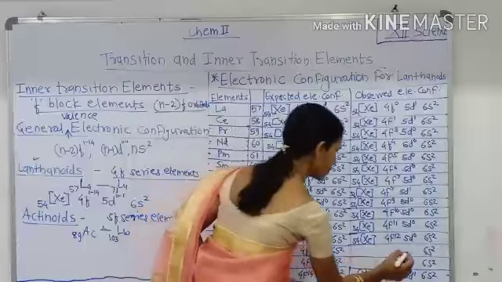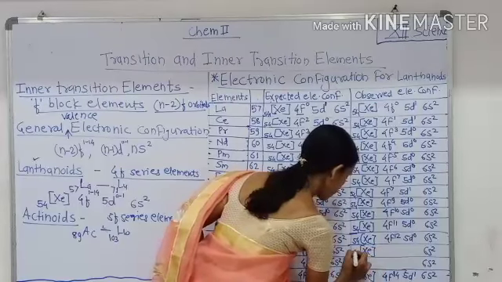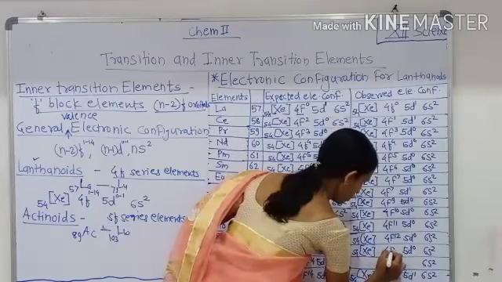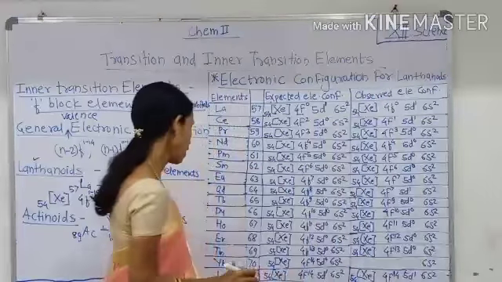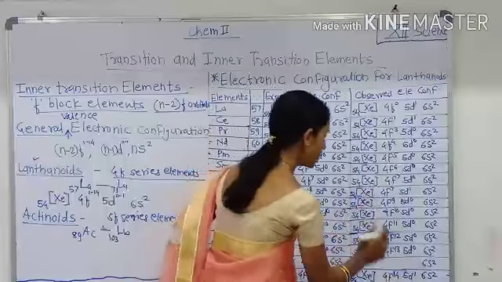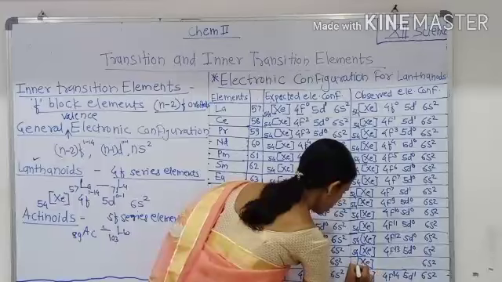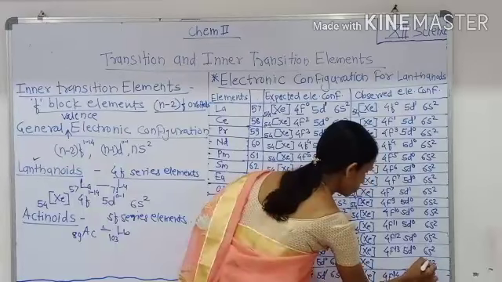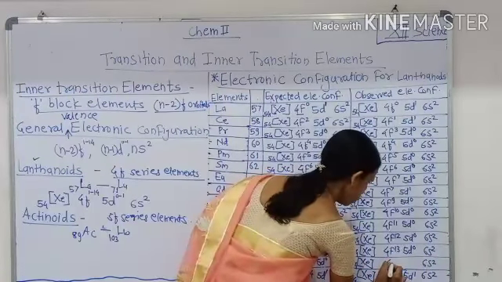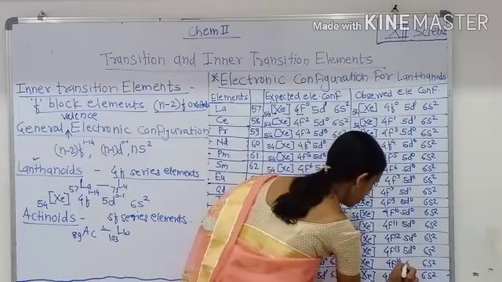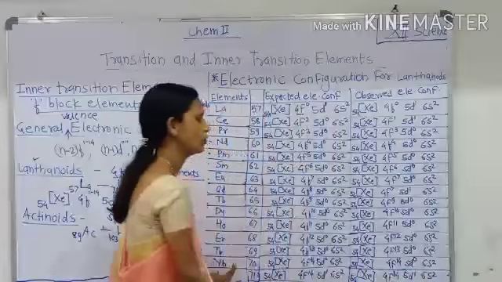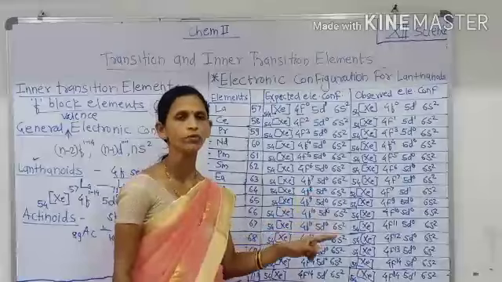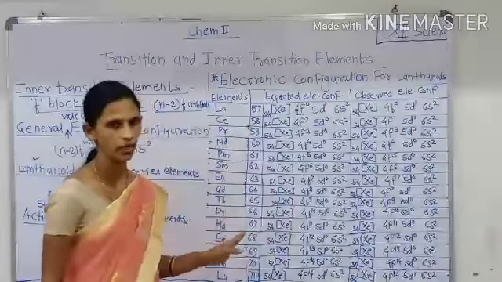For thulium, xenon 54, 6s2, 5d0, 4f, 13 electrons are there. And for ytterbium, the observed electronic configuration is xenon 54, 2 electrons enter the 6s orbital and the remaining 14 electrons enter the 4f orbital, therefore the 5d orbital is 5d0. That is all about the expected and observed electronic configuration of lanthanoids.